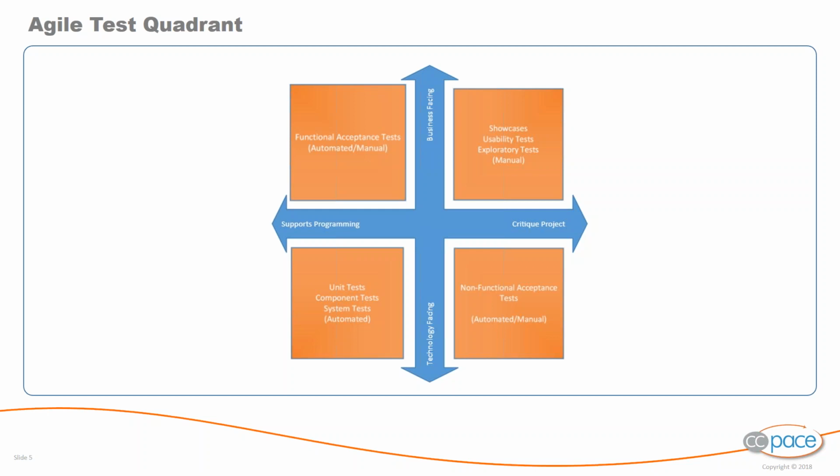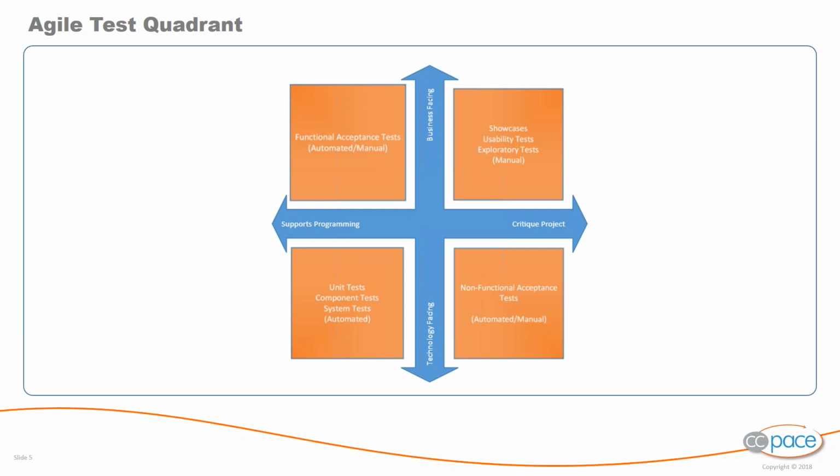The last quadrant, the one that is technology-facing but critiquing the project, focuses on the non-functional aspects of the system, like security, compliance, performance, etc. The tests in this quadrant, like its functional counterpart, can also contain a combination of both manual as well as automated tests.